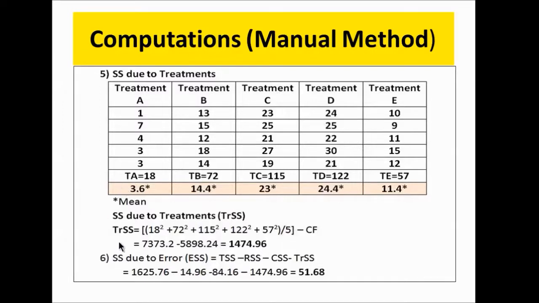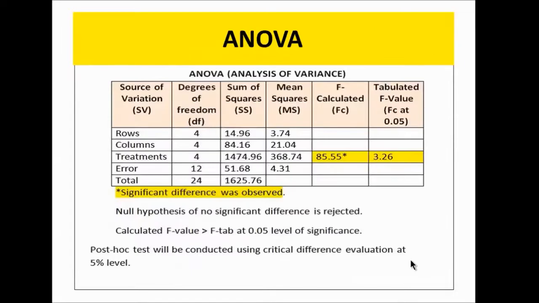And we calculate the treatment SS, or sum of squares for treatment. We square this up to 57, the sum divided by 5, minus the correction factor. We obtain 174.96. And the SS due to error, we have total SS minus row SS minus column SS minus treatment SS. We have 51.68. So we put them all together in the analysis of variance.